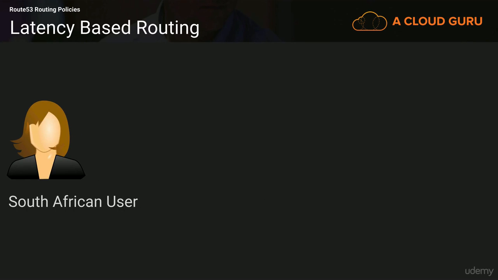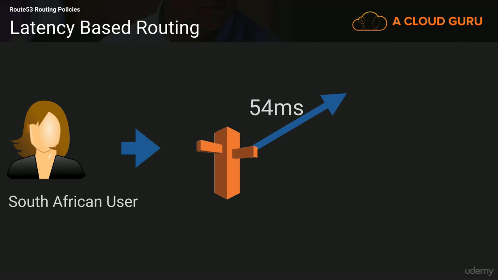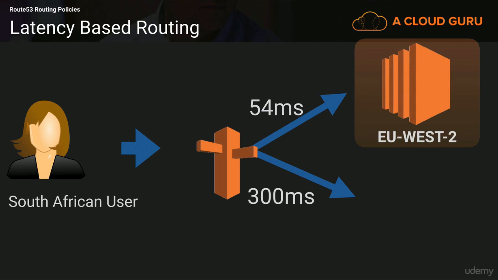So what does it look like? Well, let's say I've got a user in South Africa, sitting down in Cape Town, maybe in Sea Point on the beach, and they want to go to my website. So they type in hellocloudgurus.com on their laptop and it connects up to Route 53. And Route 53 determines that there's a 54 millisecond latency to go to EU West 2, which is London. So it's going almost directly up to London.